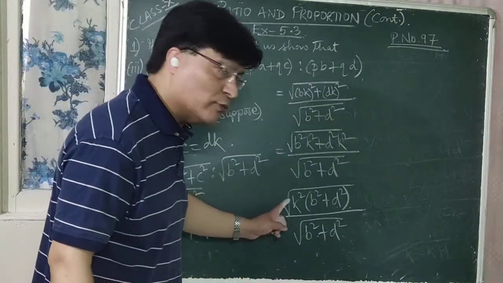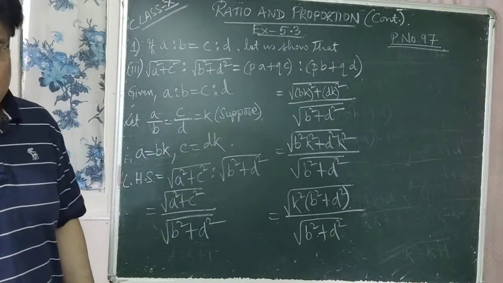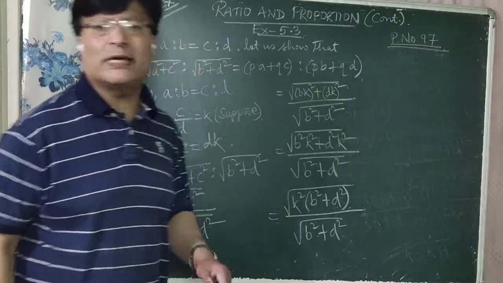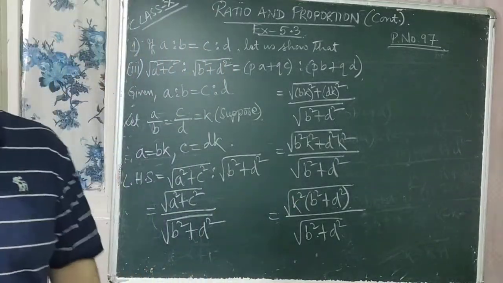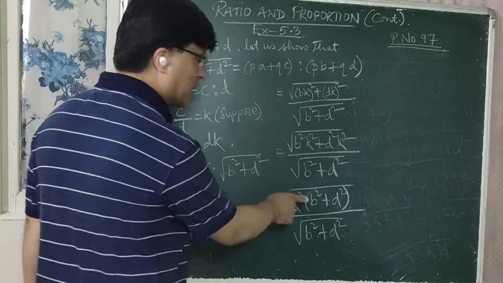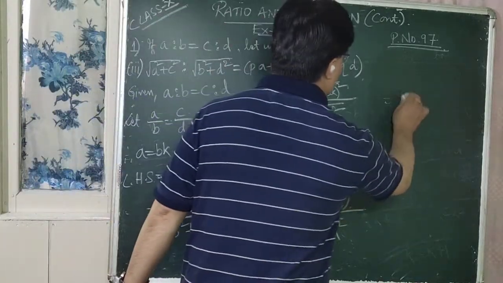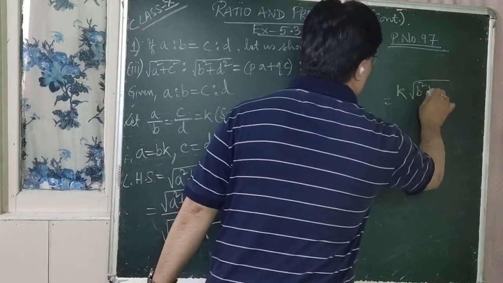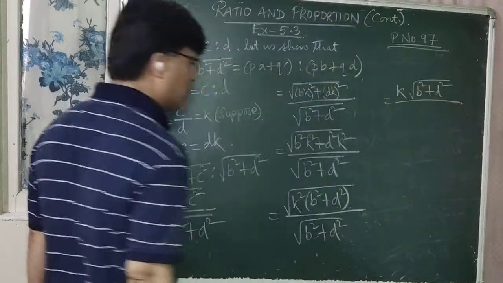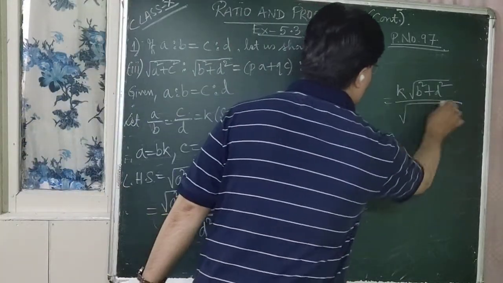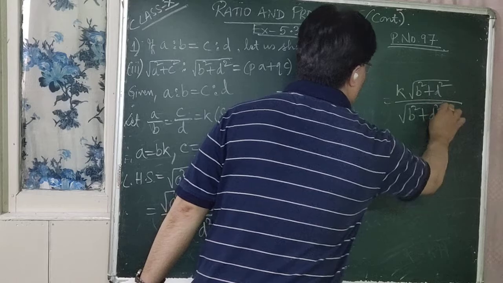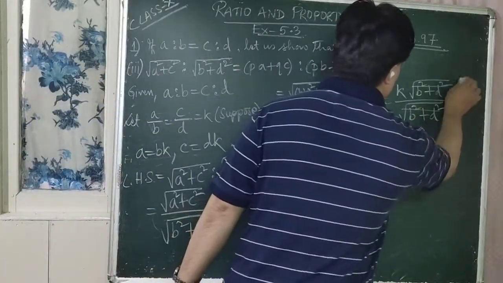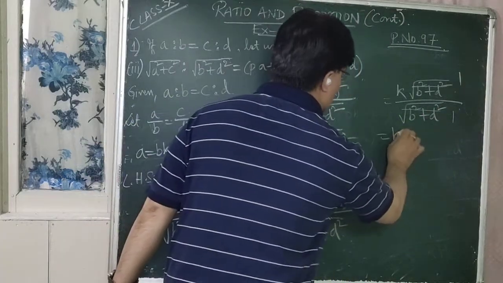Now since root over K square is common there, and within bracket we have B square plus D square, you can get the exact square root of K square. What is the square root of K square? That is only K. Here square root and square will be removed, that means you will get only K here. Then root over B square plus D square whole divided by, in the denominator you write root over B square plus D square. Is it clear? So this root over will be cancelled, that is 1, which is equal to K.